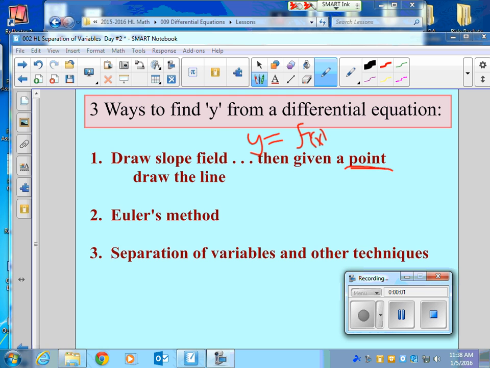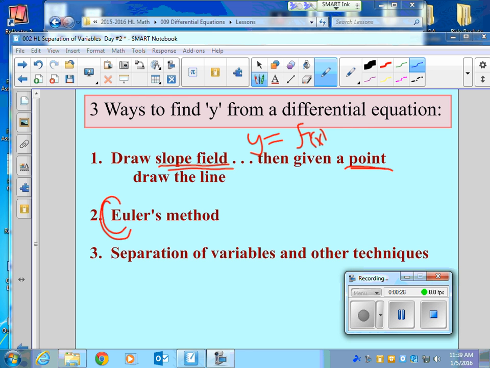Well, the three ways to find y: one is to draw a slope field, pick a point, draw a line. The second is what we're going to do tomorrow, called Euler's method. It's the easiest equation you'll see, but it's the most annoying technique that you'll ever do. You have to keep doing it over and over and over, lots of bookkeeping, but the formula is as easy as slope. And then there are the techniques.